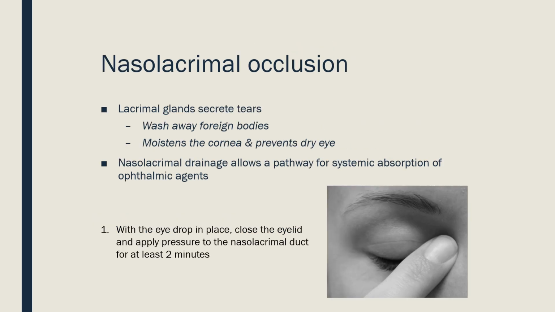Another important education point to make during the proper administration of eye drops is nasolacrimal occlusion. Our lacrimal glands secrete tears to wash away foreign bodies, but also to moisten the cornea and prevent dry eye. Nasolacrimal drainage allows for a pathway for systemic absorption of ophthalmic agents. Therefore, nasolacrimal occlusion and eyelid closures decreases systemic absorption by about 60% and also increases the bioavailability of the drug, leading to better efficacy and fewer side effects.